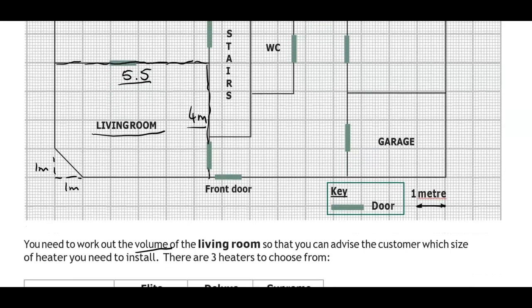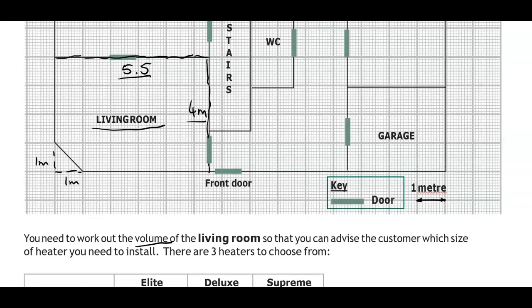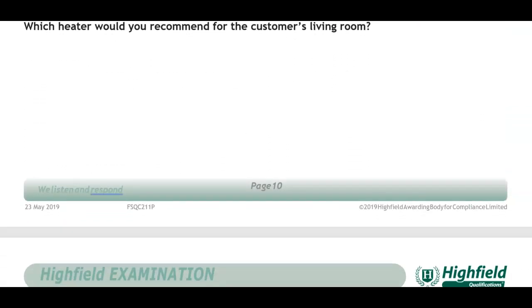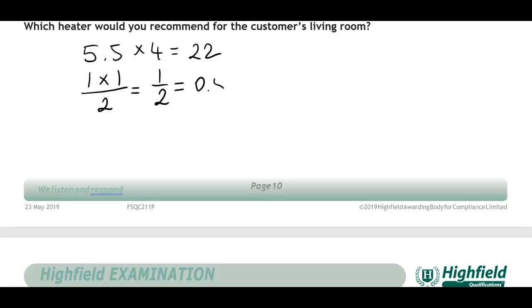So 5.5 times 4 first, and that is 22. And the area of that corner, which was 1 times 1 divided by 2, so 1 divided by 2, which gives us 0.5. So 22 take away 0.5 gives us 21.5. So that's the area. We can multiply it by height now.